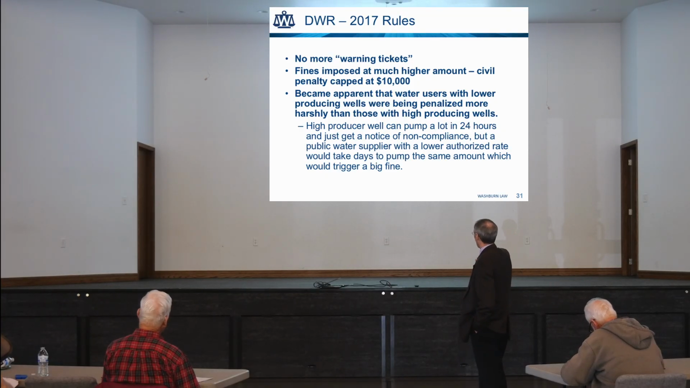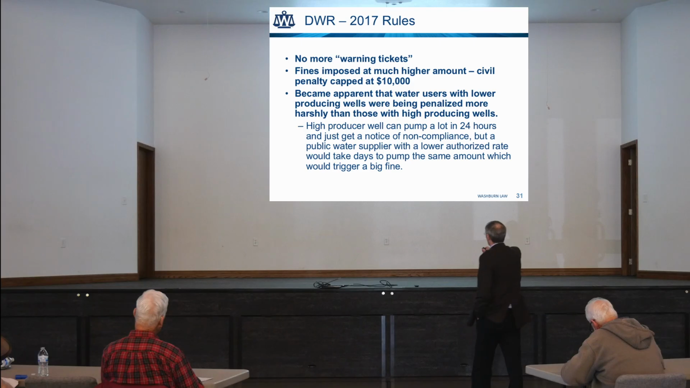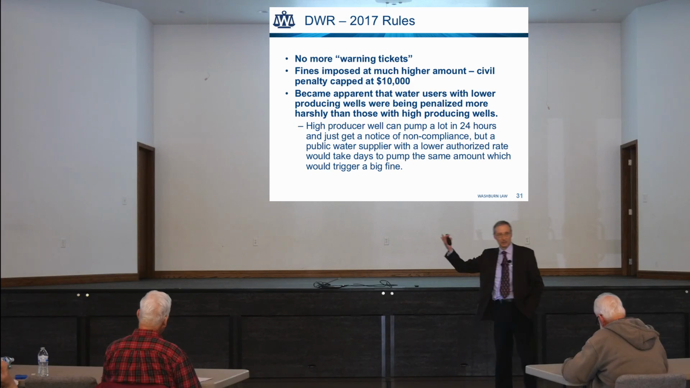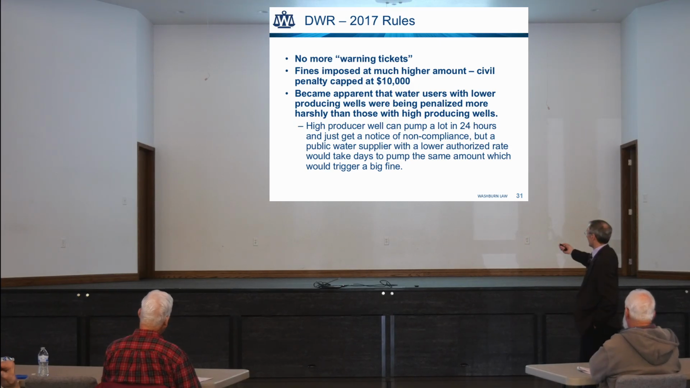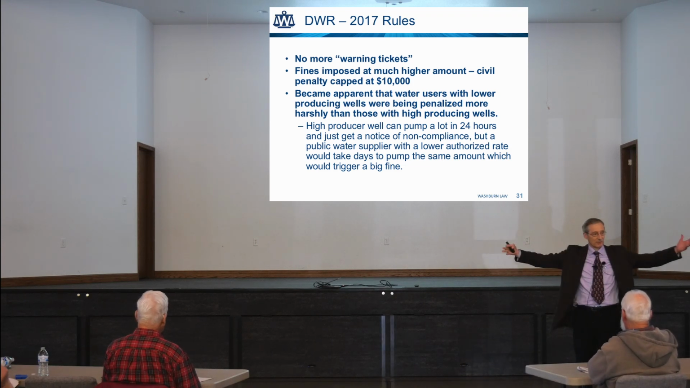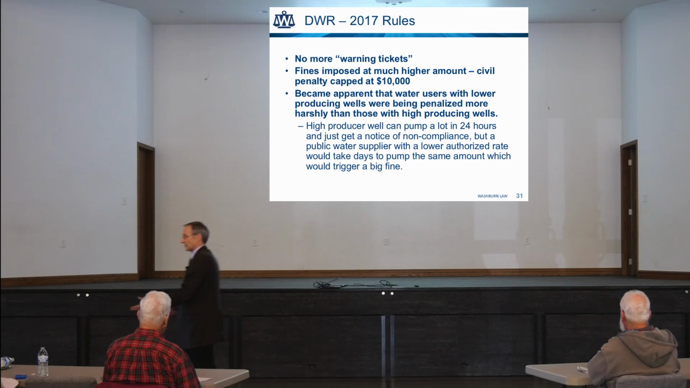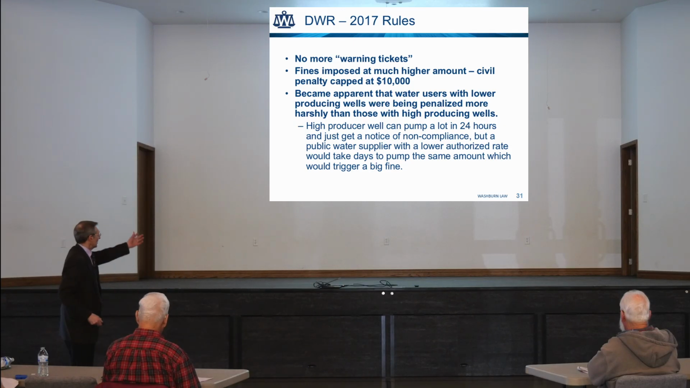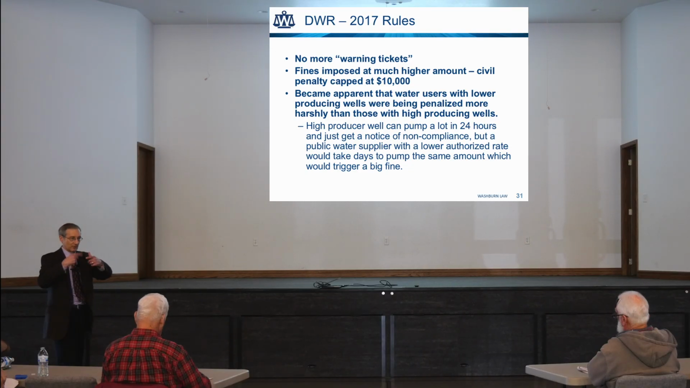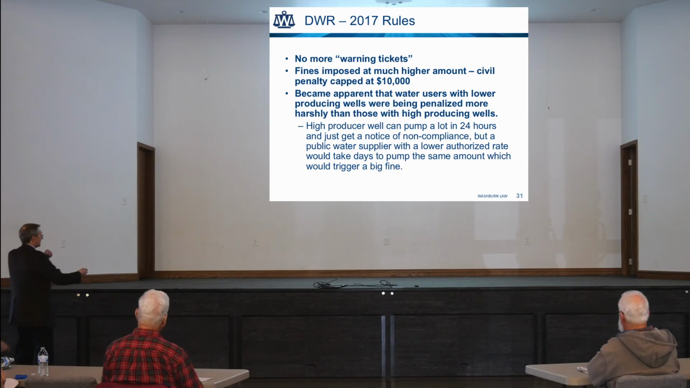And it became apparent that water users, based on this, when the fines went way up, look what happens here. Now you've got another problem. Water users with lower producing wells were being penalized more highly than those with high producing wells. How so? Well, what was happening in Kansas was that the high producer well could pump a lot in 24 hours and just get a notice of non-compliance because you got that 24-hour window. So there's a lot of water that they can pump in 24 hours, correct the violation within 24 hours, but all it is a warning ticket. Well, for example, a public water supplier with a lower authorized rate, because the permit's going to give you your rate on there, would take days to pump the same amount, which now you're beyond 24 hours and you're going to get a big fine.